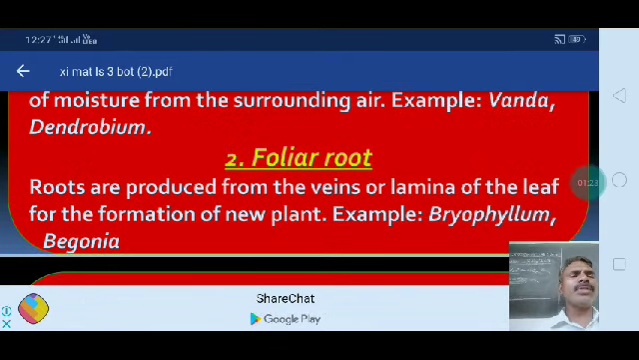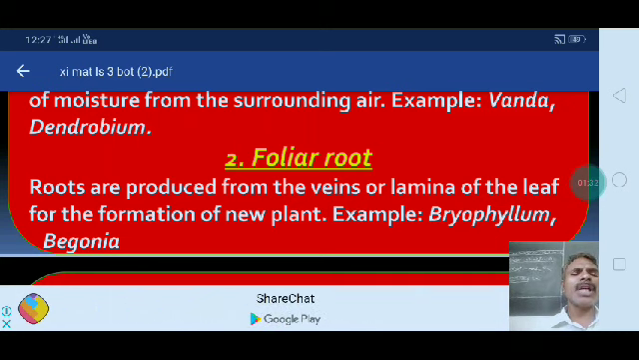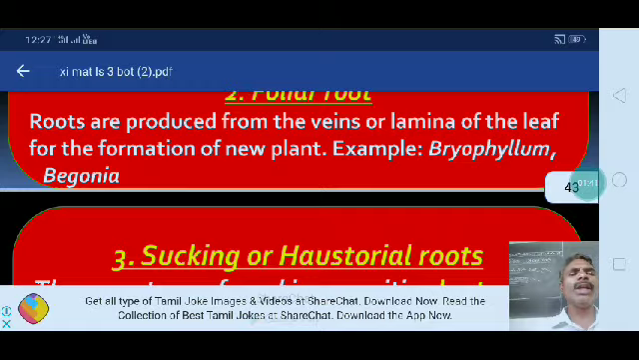Here, roots are produced from the veins or lamina of the leaf for the formation of new plants. Example, Bryophyllum, Begonia. Roots are mostly produced from the veins or lamina, the margin of the leaf, for the formation of new plants. Example, Bryophyllum. That is called foliar roots.